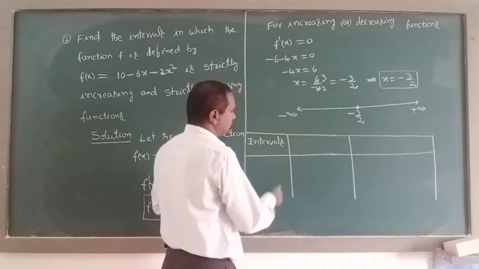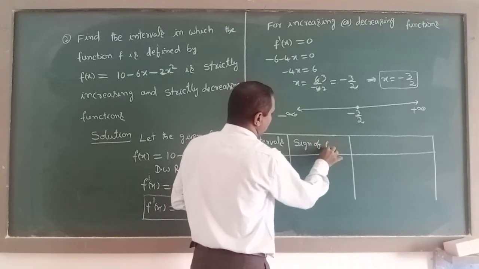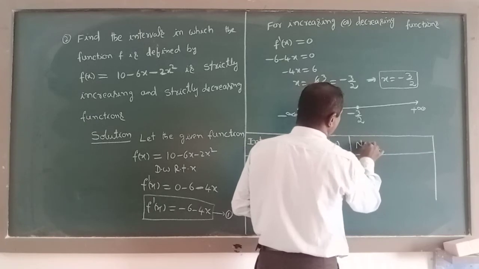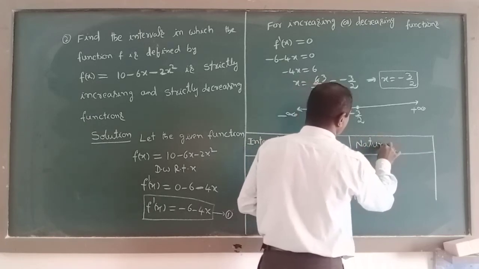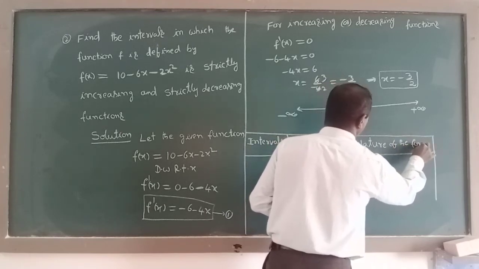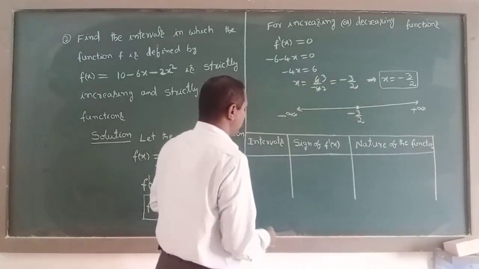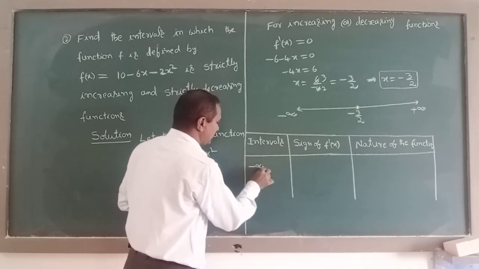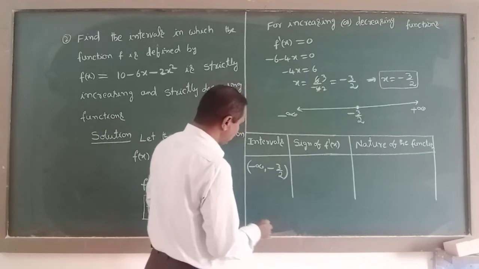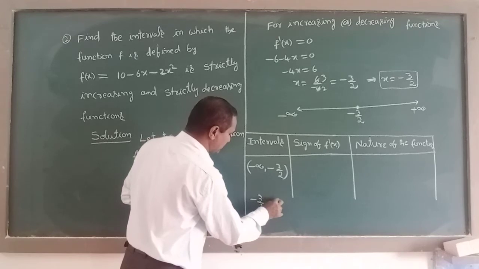Now first we should write intervals here. Next one is sign of f dash of x. Next one is nature of the function. First interval is minus infinity comma minus 3 by 2 here. Next one is minus 3 by 2 comma infinity, like that.